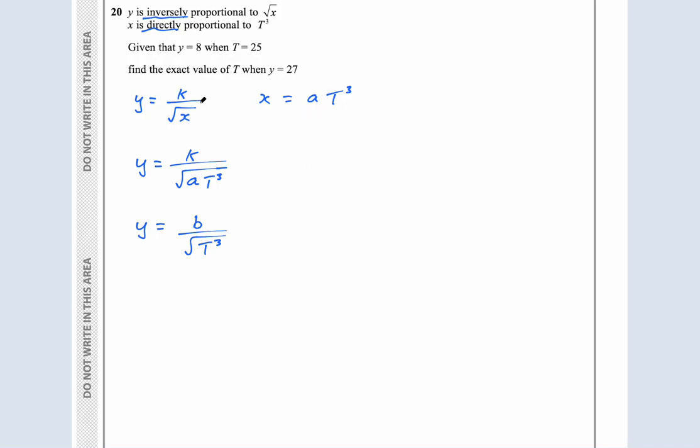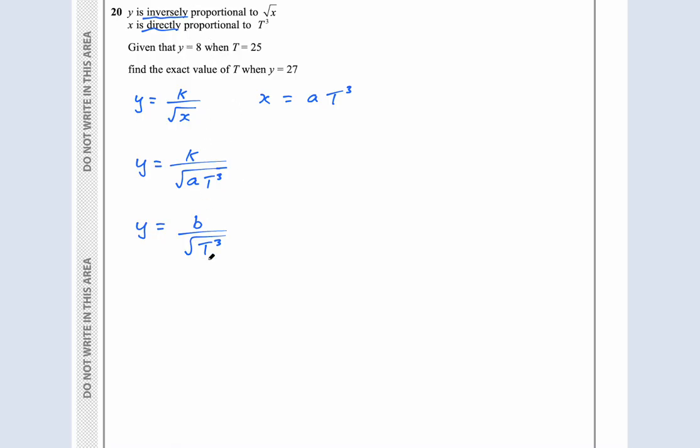So to simplify it, I would say, well, if y is inversely proportional to root x, and x is directly proportional to t cubed, then y is inversely proportional to root t cubed. And you could actually have started straight out with y equals k over root t cubed if you wanted to. The fact that I already used k here, and by the way, you'd get marks for writing this, meant I needed to do a different letter. But you could have started with k over root t cubed if you wanted to, and that would have been fine. But let's continue with this. Okay, so y is equal to b over root t cubed, some constant b.